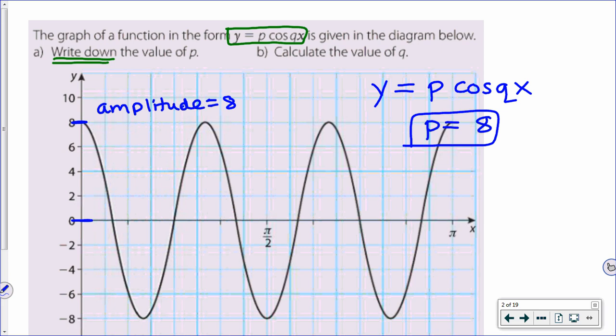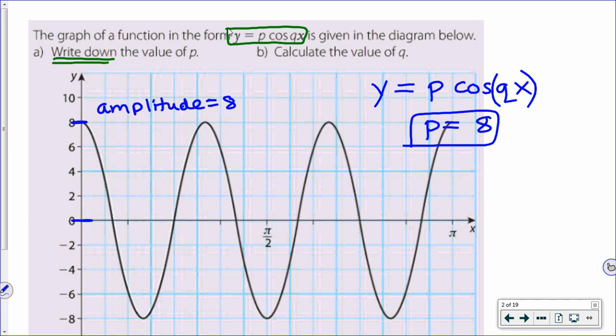And then the second part, part B, asks us to calculate the value of q. So this is going to require a little bit of work because the command word is calculate. So I'm going to group the q and x in parentheses there. It's easier to see it that way. It's the cosine of q times x. So q is the coefficient of x. I would normally put b there if I was writing this in symbolic form. They're using q. The letters don't matter.